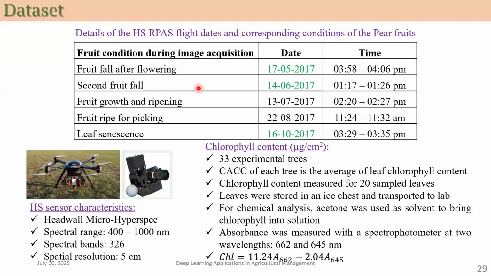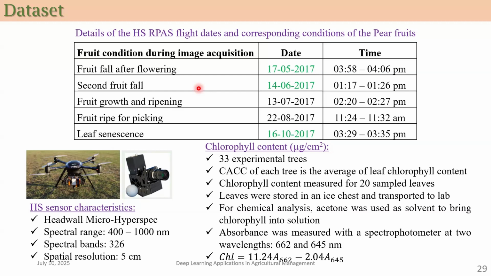Now, where is the ground truth? Ground truth in terms of canopy averaged chlorophyll content. For that, we try to extract some leaves from the tree, collect them, put them in an ice chest, bring them to the lab, and do the chemical analysis.